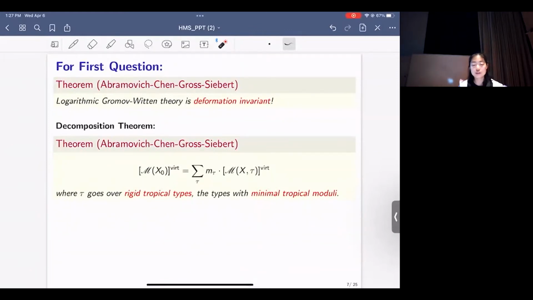Log Gromov-Witten theory is deformation invariant, and we have a decomposition theorem where the moduli space of the central fiber can be written in terms of the types, which are the rigid tropical types, the types with the minimal tropical moduli space.